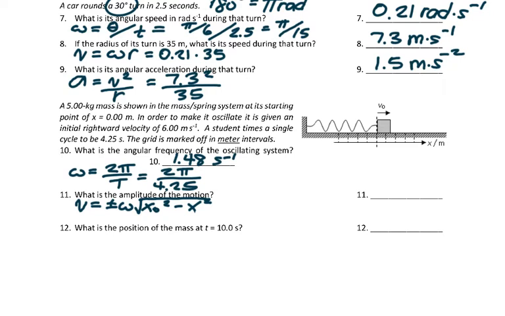why is my pen not working? Because I was using an eraser, go me. When x equals 0, then the speed is 6 meters per second.